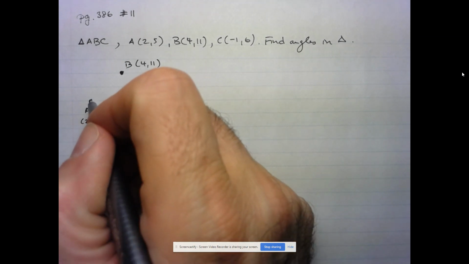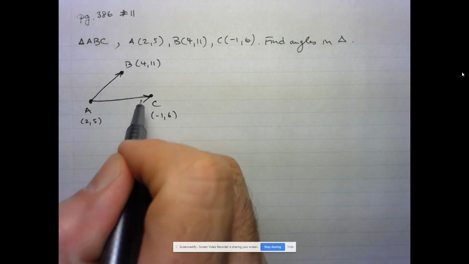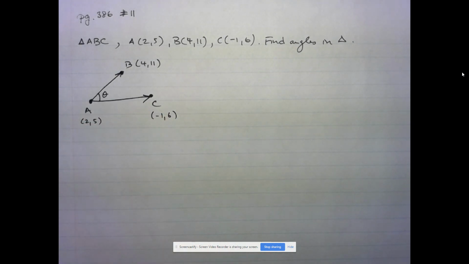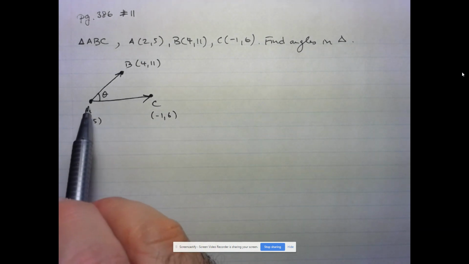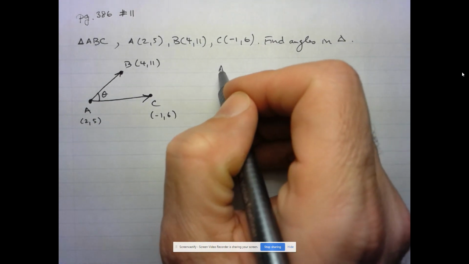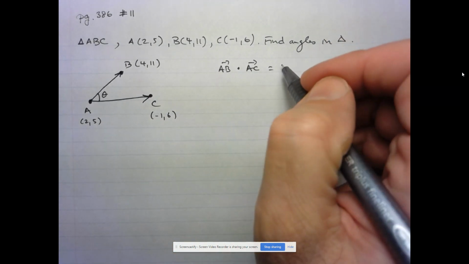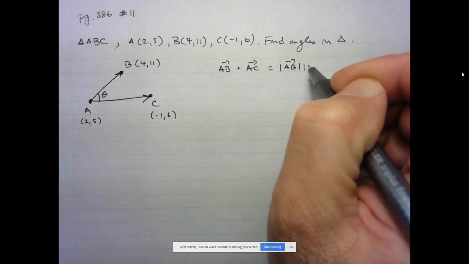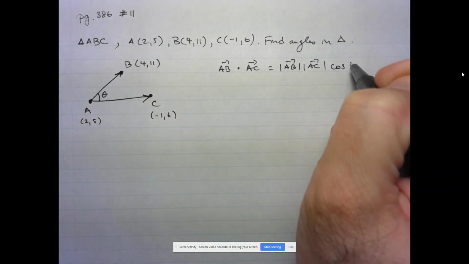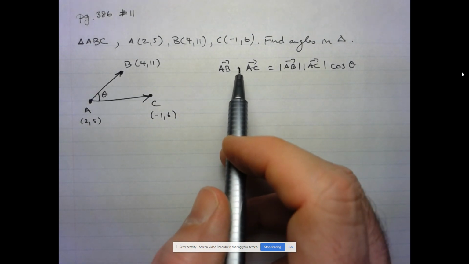So the first thing I'm going to do is create vectors joining points. Again, I will put them tail to tail so that when I find the angle, I'm going to be getting the correct one. By creating vectors AB and AC, I can use a dot product to determine the angle between them. I'm going to take AB dotted with AC, and that's equal to the magnitude of AB times the magnitude of AC times cosine of the angle between them.